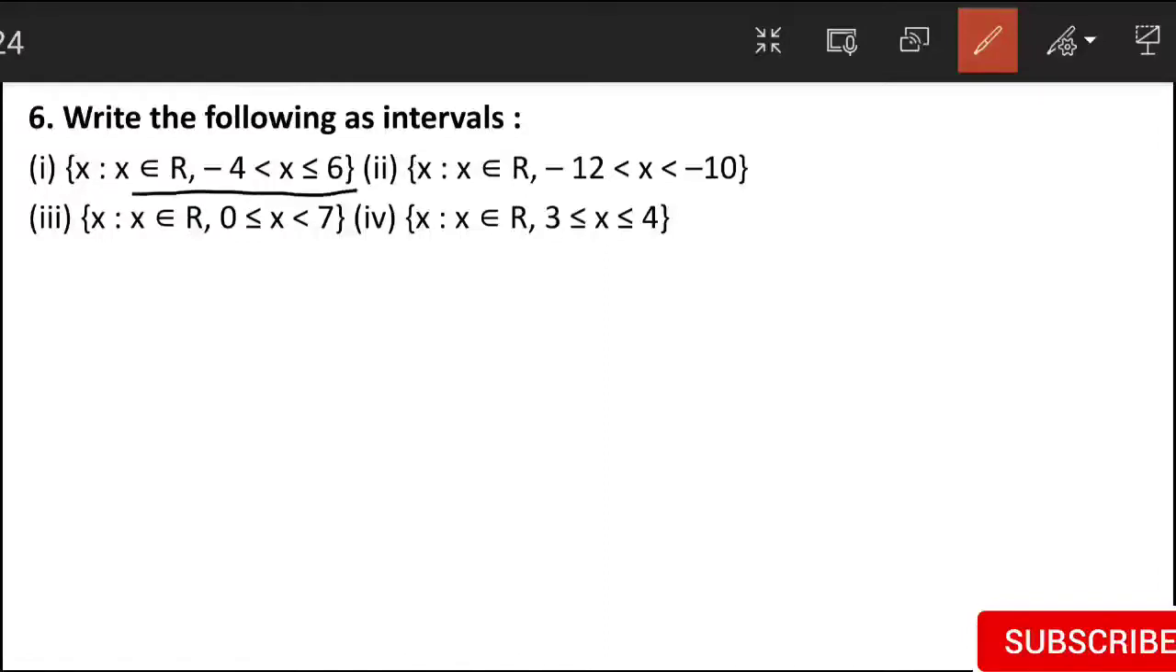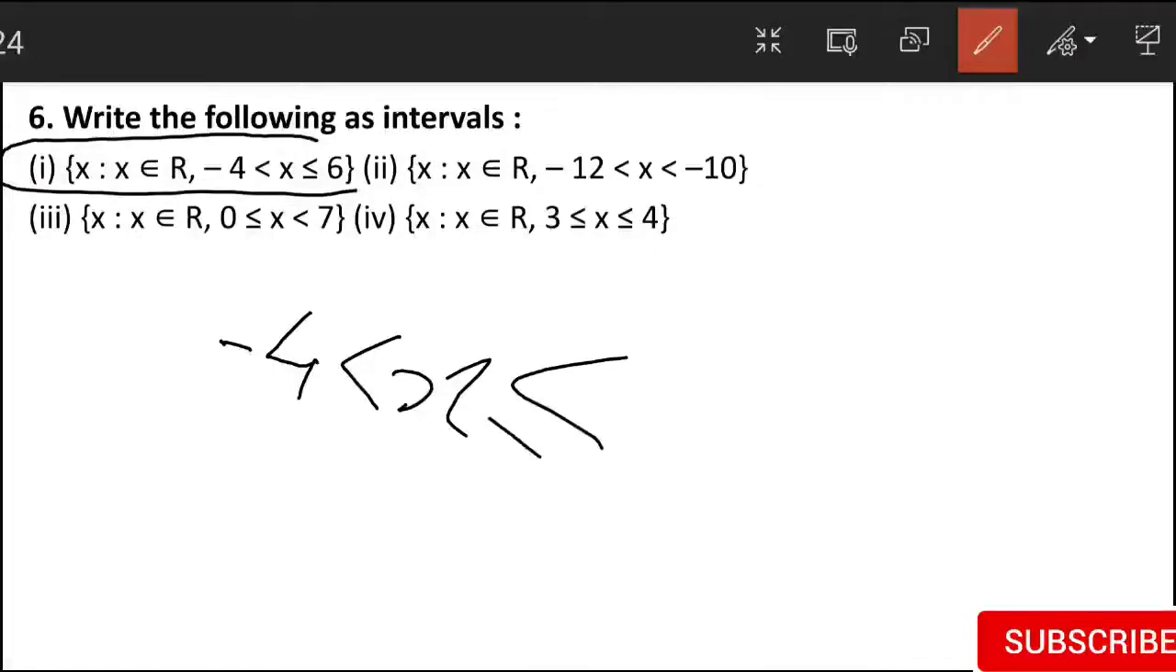Here the first is the set of x such that x belonging to the set of real numbers and -4 less than x less than or equal to 6. So -4 less than x less than or equal to 6 and x is a real number. That means we are taking all real numbers from -4 to 6.